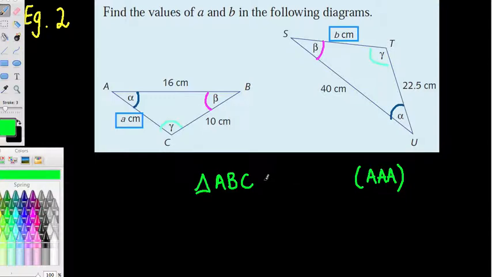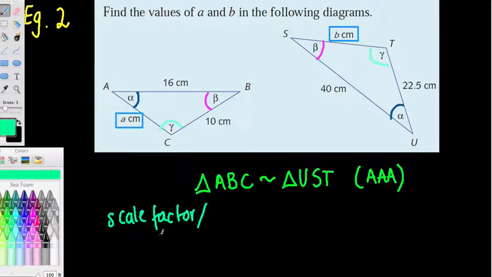Triangle ABC is similar to triangle, and let's match this up. We want alpha, then beta, so U, S, and then T, and there it is there. Now, to be able to find these pronumerals, what I need is my scale factor, or sometimes this is called the other word that they use, similarity ratio.